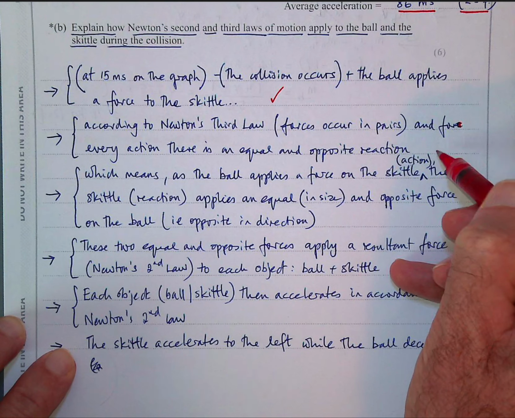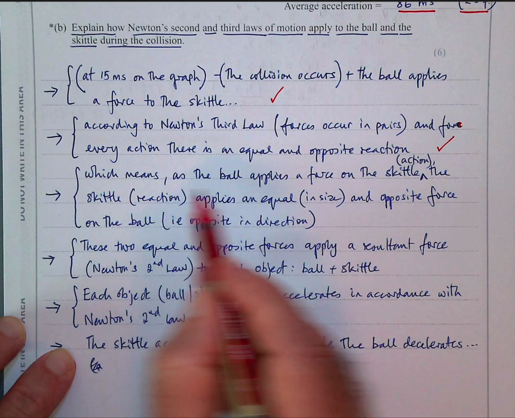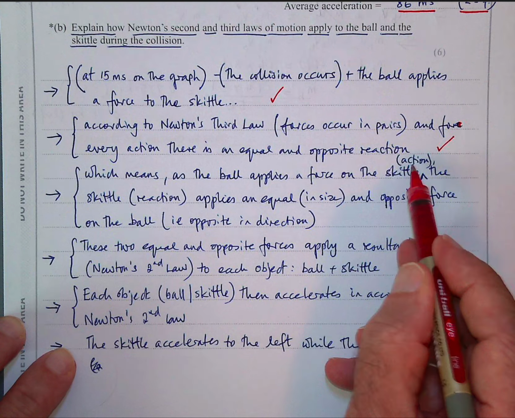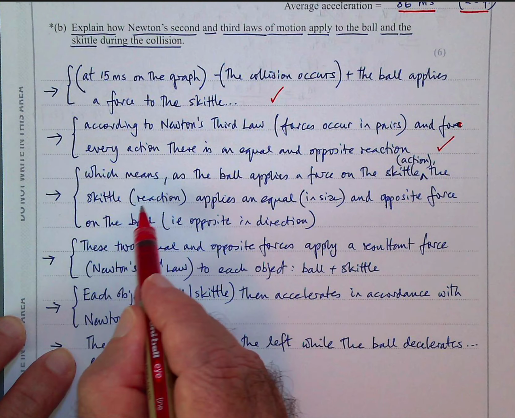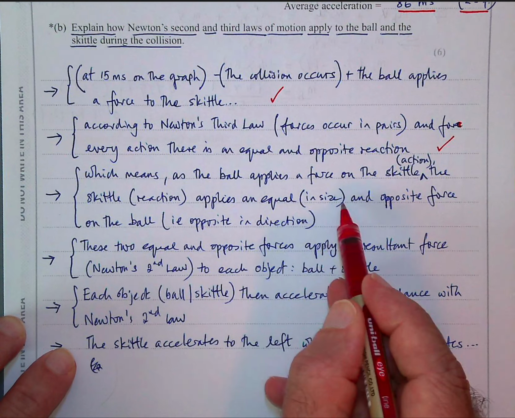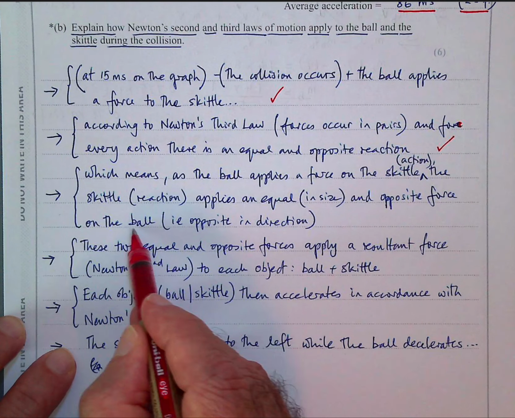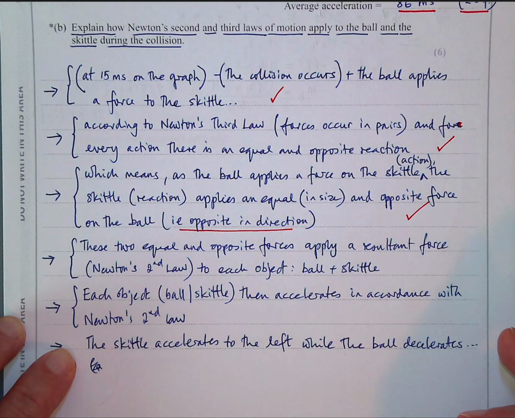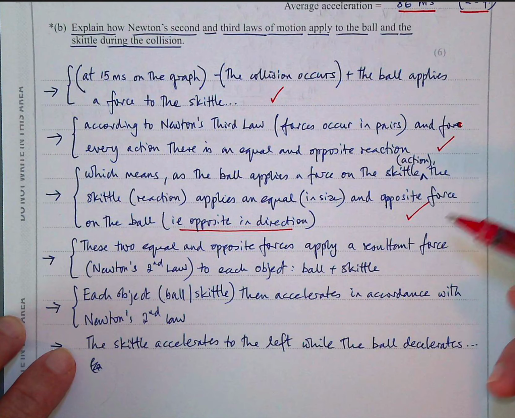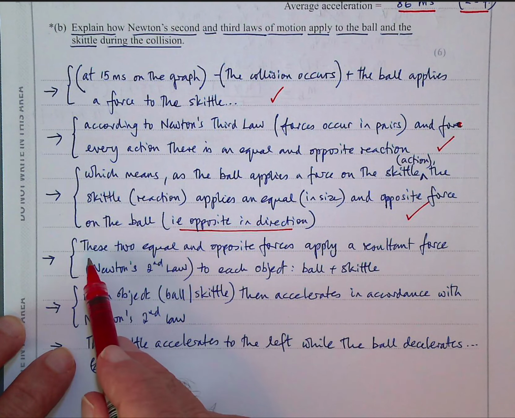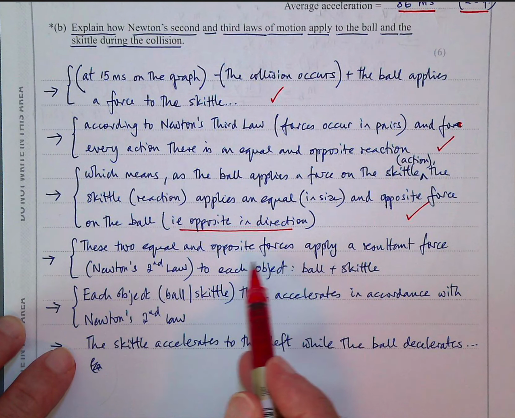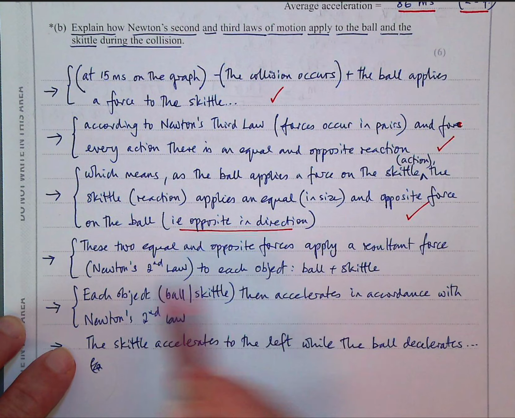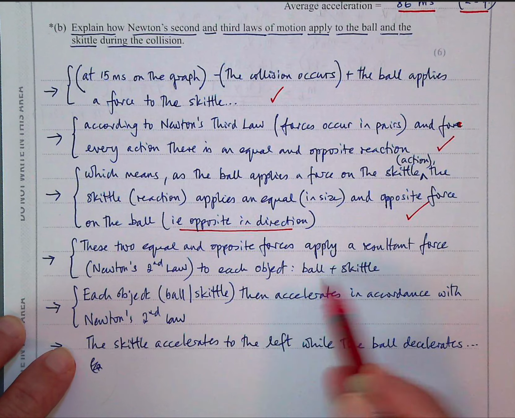Okay, so I think that will get you a second mark, which means as the ball applies a force on the skittle, the action, the skittle reaction applies an equal in size and opposite force on the ball, i.e. opposite in direction. I think that'll give you a third mark. So this is all Newton's third law. Okay, so these two equal and opposite forces, I've said, apply a resultant force to each object, ball and skittle.